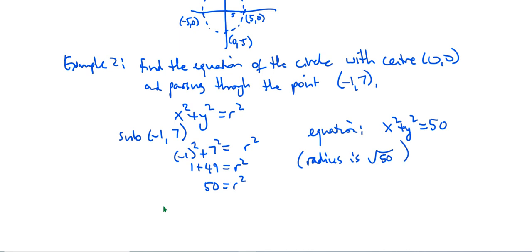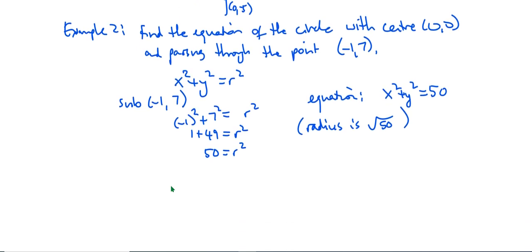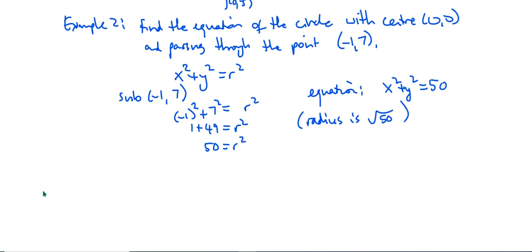If you get a whole number when you square root it, then write the whole number. But if you don't, then just leave it as a radical, as a square root, because that's going to be the exact value. Okay, and then let's do one more example.